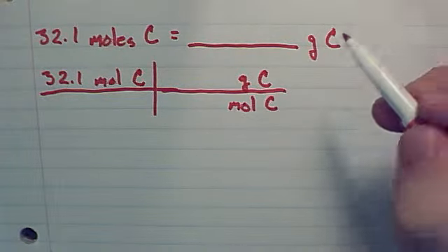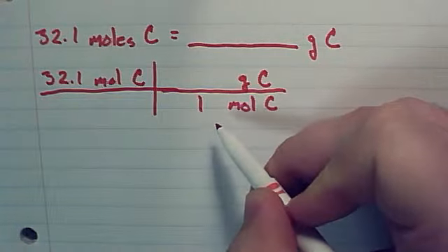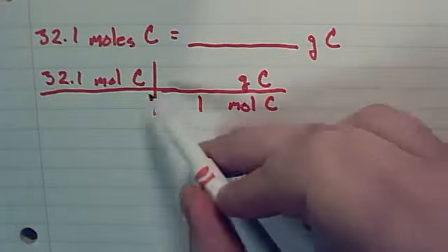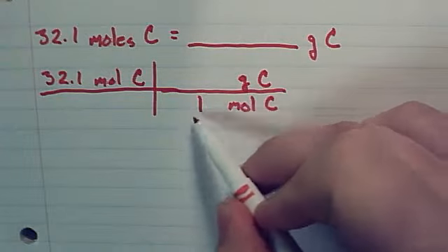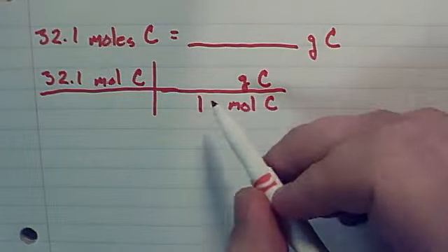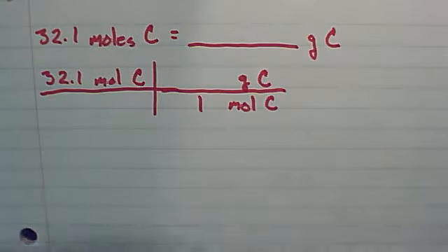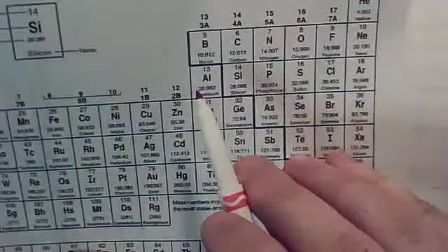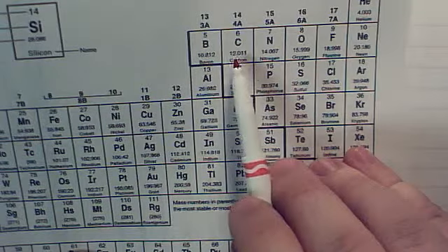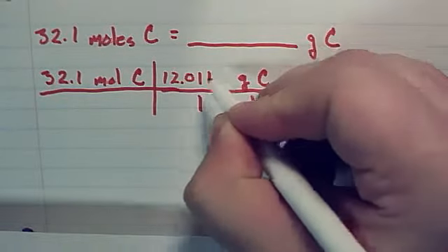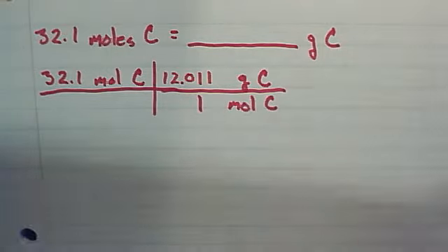Now from our conversion factors, 1 mole is equal to the molar mass. You'll notice that every time we write moles after the first time, it's a 1. So we have 1 mole, and now we need to know the molar mass of carbon. If you look at our periodic table, carbon's molar mass is 12.011. So that's what we write here. We have 12.011 grams of carbon is equal to 1 mole.